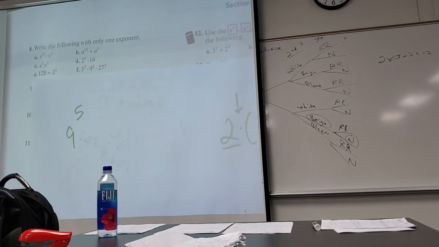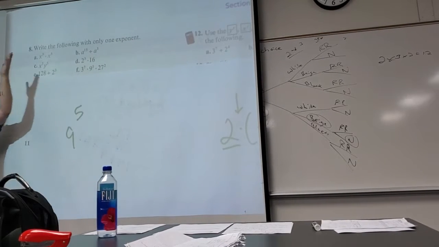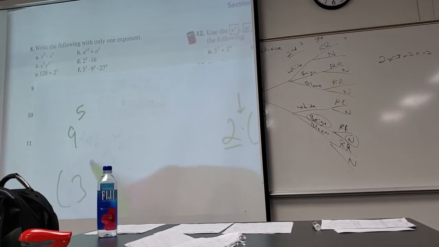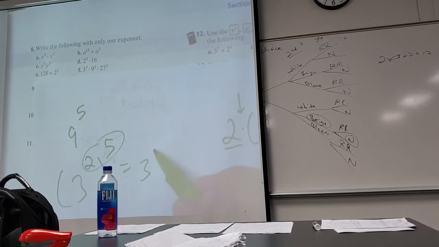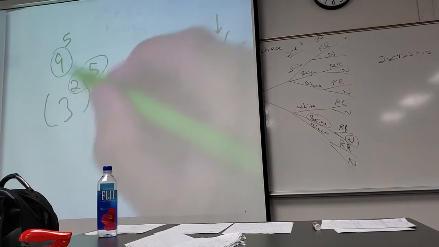What would make this problem so much easier is if all the bases were the same. They're all based on 3 already. So what is 9? 3 to the second power. So how do I rewrite 9 to the 5th power? So 9 is 3 squared, right?